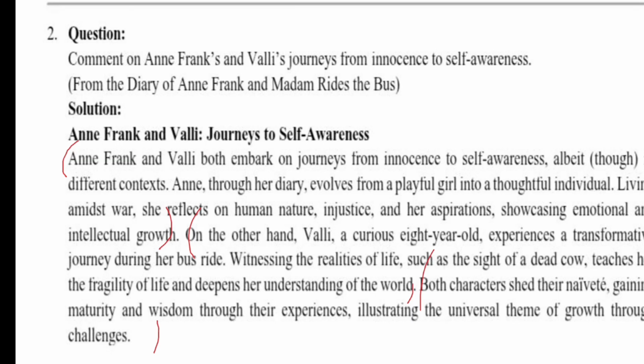And she didn't even join the fair also, right? She was on the bus, she did not even go to the fair. Anne Frank, on the other hand, also matures. Why? Because of the World War, I guess.